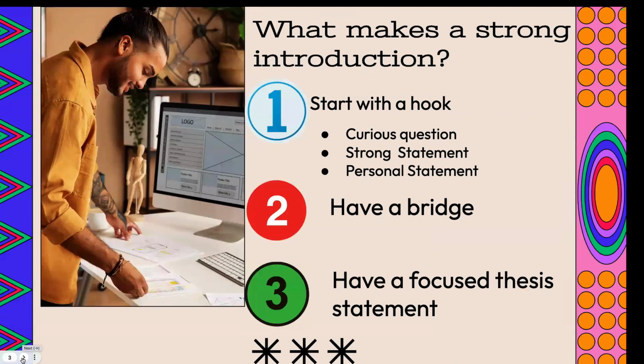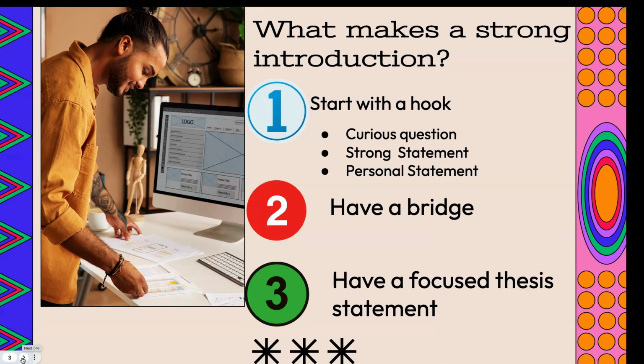So what makes a strong introduction? Number one, you want to start with your hook. A hook can be a curious question. It can be a strong statement. It can be a personal statement. That's kind of hard though, because you don't want to write a story. You just want a sentence for a hook, one sentence. So if you can make a personal statement that's strong about yourself, that hits the topic, that would be good. But you can also use a strong statement or a curious question.